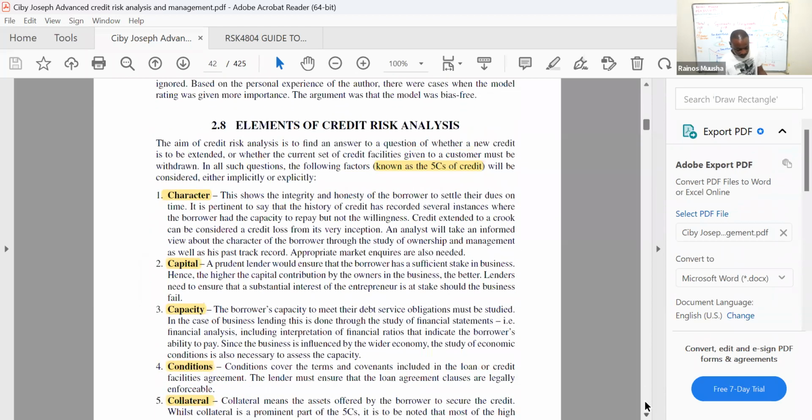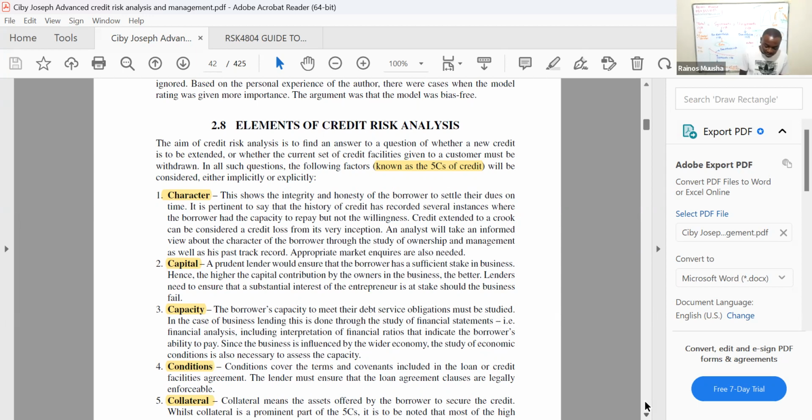All right. On section 2.8, we look at elements of credit risk analysis. And when you look at elements of credit risk analysis, I'm going to read from the beginning of the paragraph. Here they say, the aim of credit risk analysis is to find an answer to a question of whether a new credit is to be extended, or whether the current set of credit facilities given to a customer must be withdrawn. In all such questions, the following factors will be considered, either implicitly or explicitly.